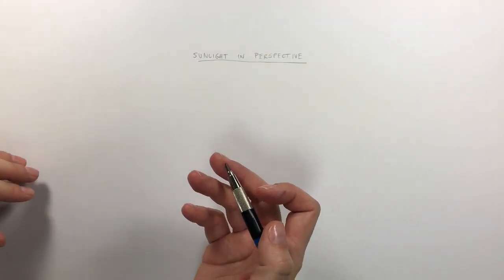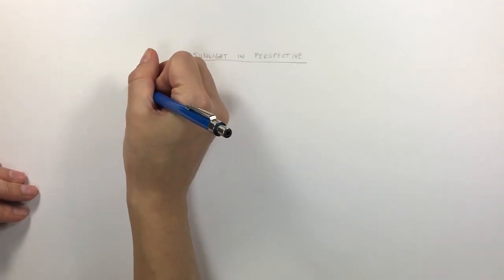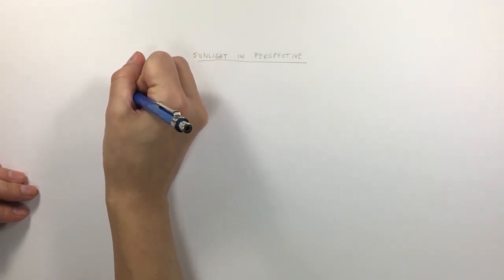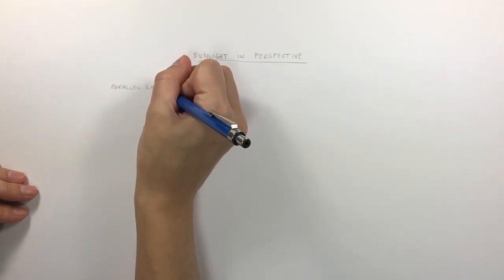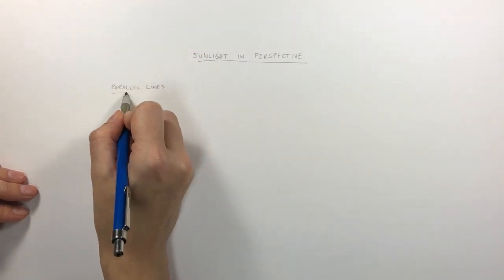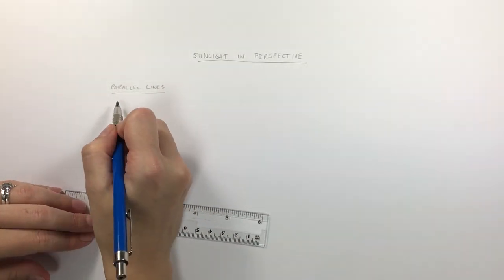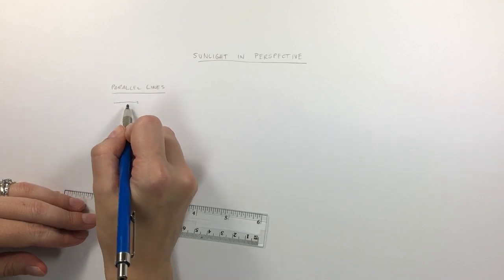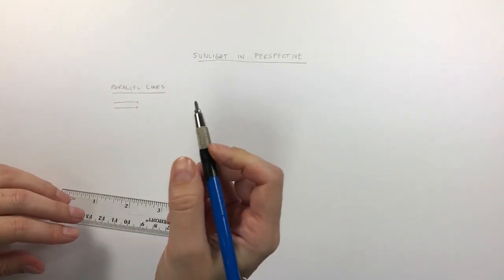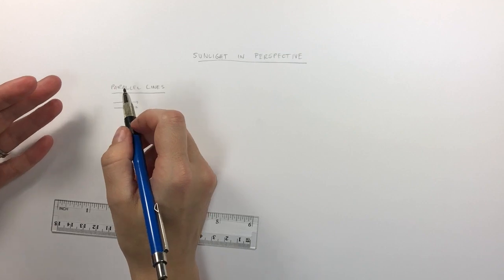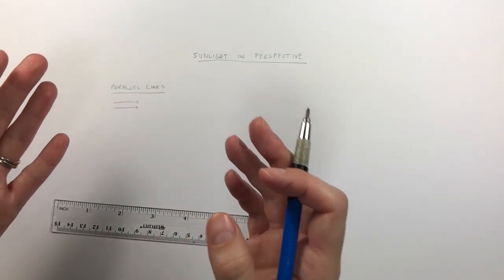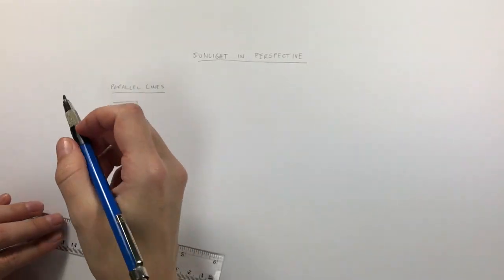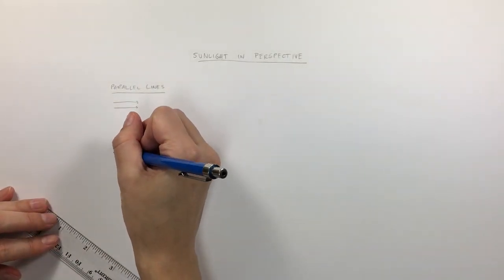So the first thing we have to talk about is our parallel lines. If you recall, I said when you're dealing with sunlight, the sun is so far away from us that the rays look like they are parallel to each other. So to help us envision that, I want to do a side view here of a cube.